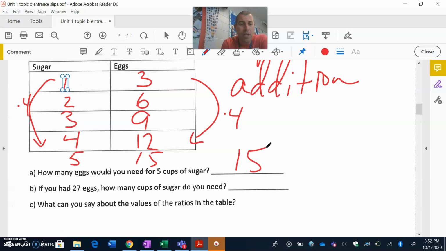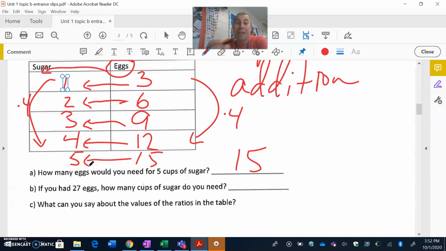So here's the thing. We had 27 eggs. So I'm going to start with the eggs. What are you doing to get from the eggs over to the sugar each time? Well, let's see. What do you do to get from a 3 to a 1? Now you might say -2, but here's the thing. If you do 6 minus 2, do you get 2? No. So what can you do each time to get over there?